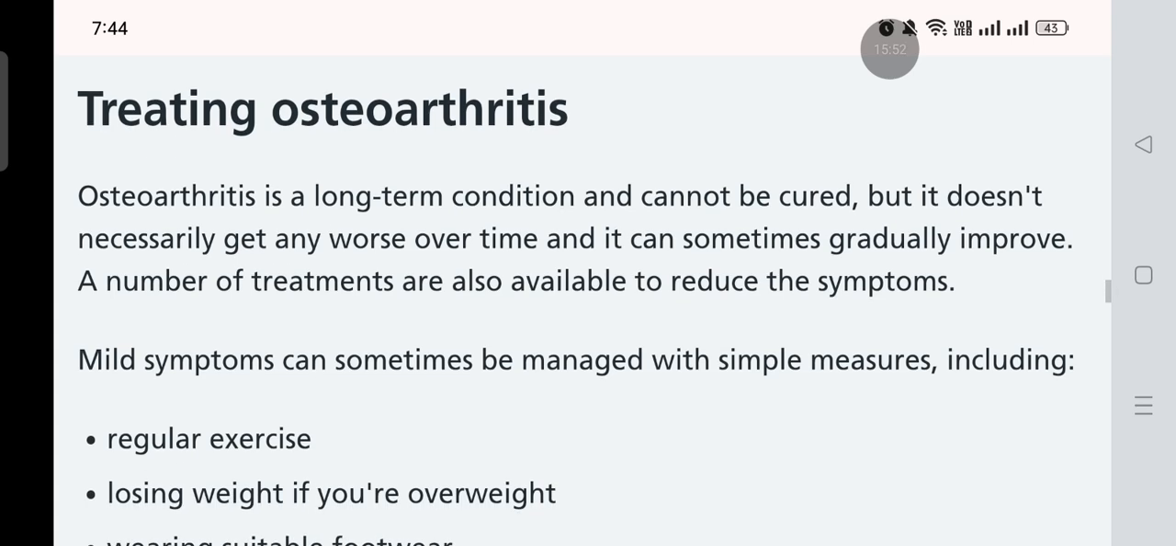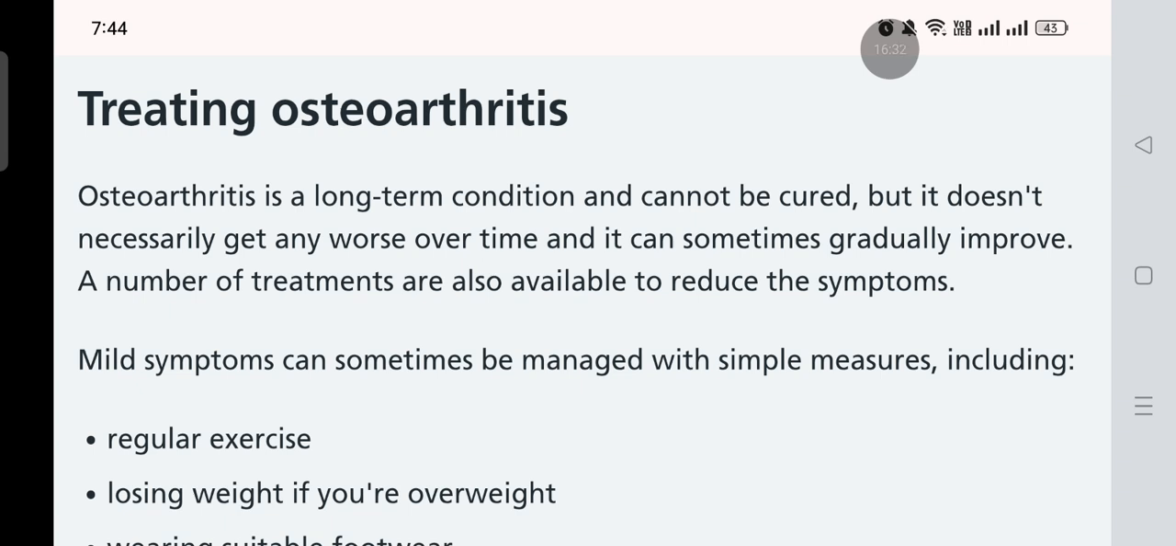Treating osteoarthritis. Osteoarthritis is a long term condition and cannot be cured, but it doesn't necessarily get any worse over time, and it can sometimes gradually improve. A number of treatments are also available to reduce the symptoms.